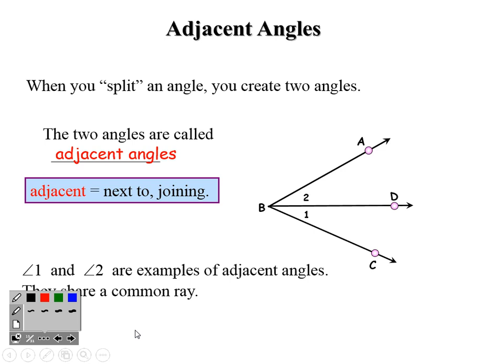And so when we look at angles 1 and 2, so angle 1 and angle 2, we notice that they are sharing a common ray, and so that makes them an example of adjacent angles. And so what would the shared ray be? Well, the vertex would be B, so they have to share that vertex, but what would be the shared side? Not D, but B to D. There we go.